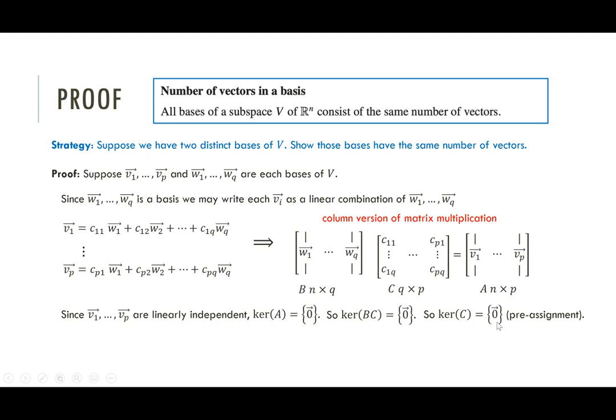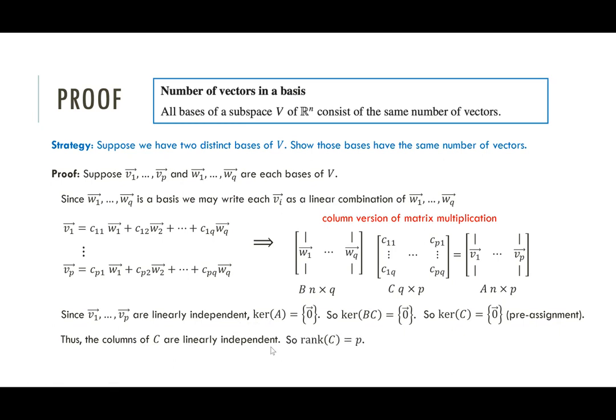Now, this follows from a question I asked on your pre-assignment. You showed that the kernel of C has to be a subset of the kernel of B times C. And so, since the kernel of B times C is the 0 vector, and the kernel of C is a subset of the 0 vector, that just means the kernel of C has to be the 0 vector itself. So the kernel of C is the 0 vector. What does that get us? Well, that tells us that the columns are linearly independent. This is like an if and only if statement up here. So, kernel of C is 0, the columns are linearly independent.